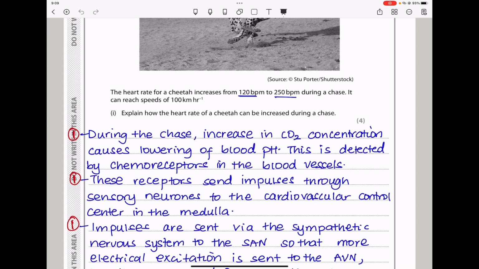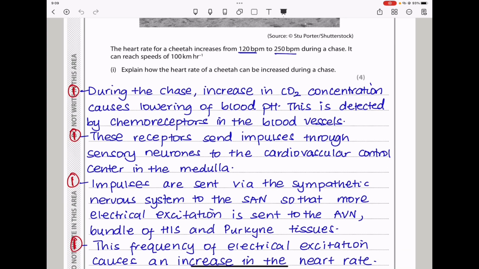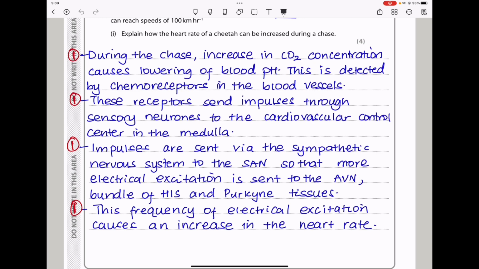So I said, during the chase, increase in carbon dioxide concentration causes lowering of blood pH, and this is detected by chemoreceptors in the blood vessels. These receptors send impulses through sensory neurons to the cardiovascular control center in the medulla. Then, impulses are sent via the sympathetic nervous system to the sinoatrial node so that more electrical excitation is sent to the AVN, the band of His, and then the Purkinje tissues in order to cause more stimulation of the whole heart. And then this frequency of electrical excitation causes an increase in the heart rate. So this could earn you 4 marks for that question.